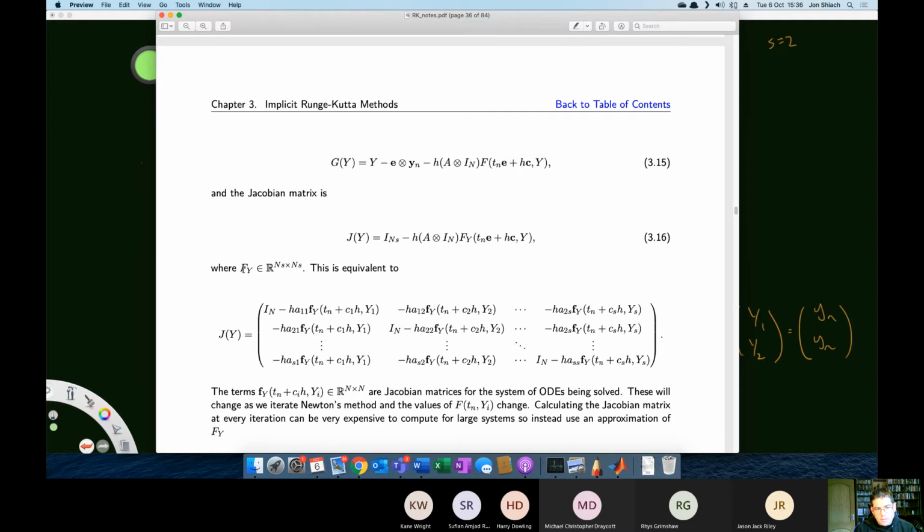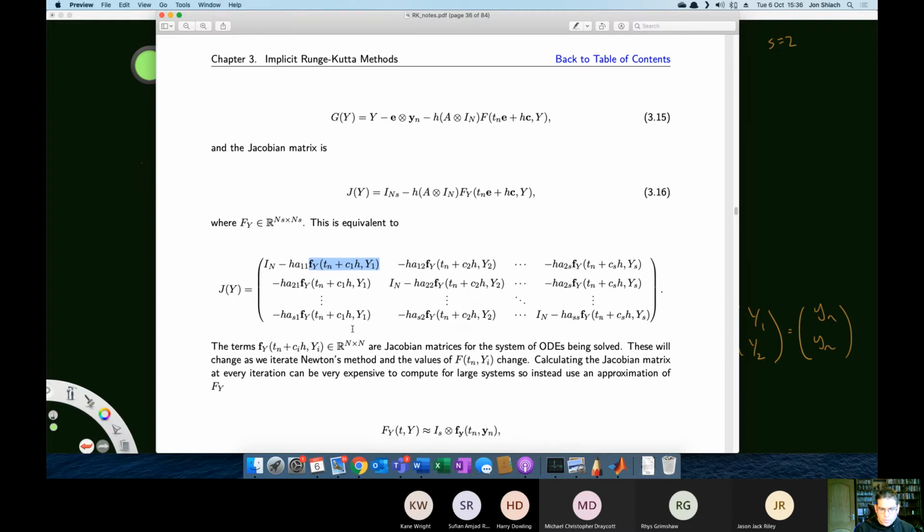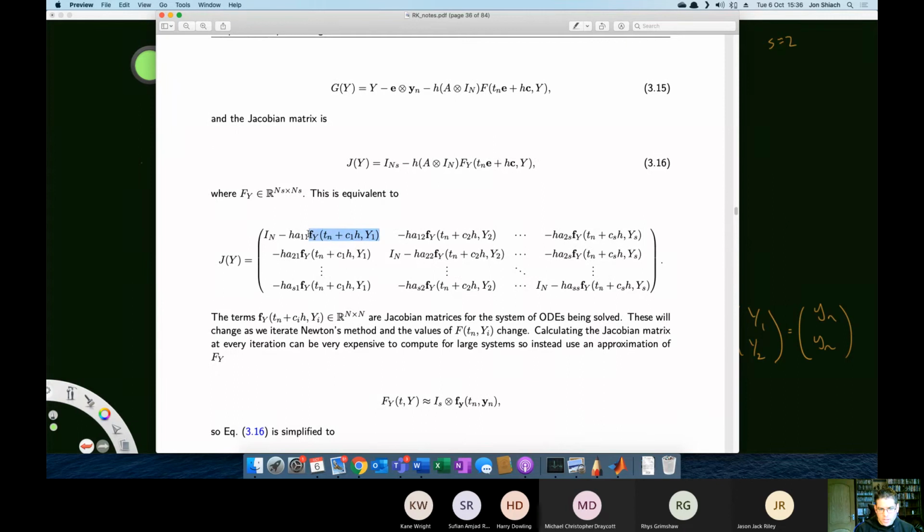Now, big F differentiated with respect to big Y is equivalent to this. Sorry, this 3.16 is equivalent to this. Each one of these is itself a Jacobian matrix. So you can see it starts to get quite complicated, with matrices within other matrices. Another problem is that at each step in our Newton's method, we'd have to recalculate all of these Jacobian matrices, and these are all different. So that's too computationally expensive. We need to simplify this.